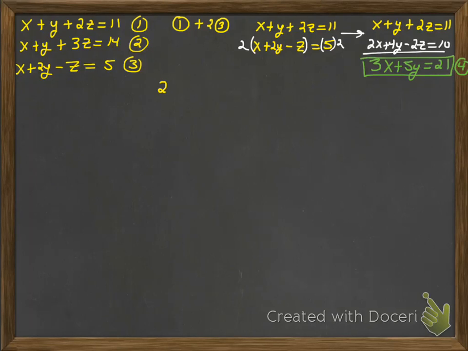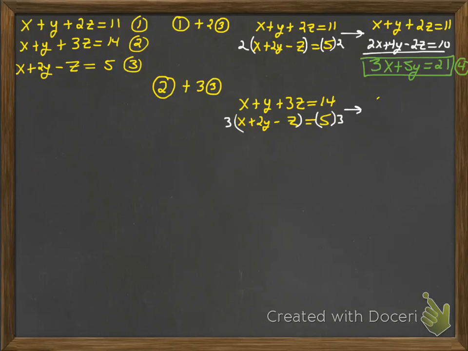Now we're going to play the same game. I'm going to add equation 2, and I'm going to multiply equation 3 by 3. So equation 2 I'm just going to write down. Underneath it I'm going to write equation 3. And to get the z's to cancel, I need to multiply equation 3 by 3. Okay, so there's equation 2. Underneath it, we'll multiply equation 3 by 3.